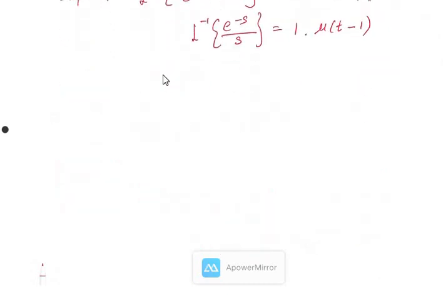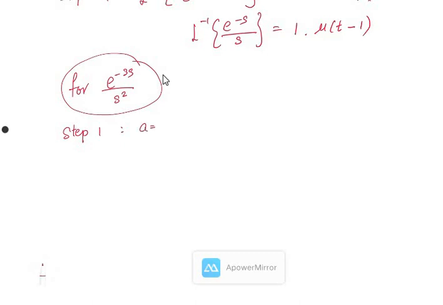Now we check for the exponent negative 3s over s squared. So step 1, we have a equal to 3. Then step 2, F(s) of this, we obtain 1 over s squared. Then step number 3, f(t) from the F(s) is t. From the table of Laplace transform, 1 over s squared is equal to t.